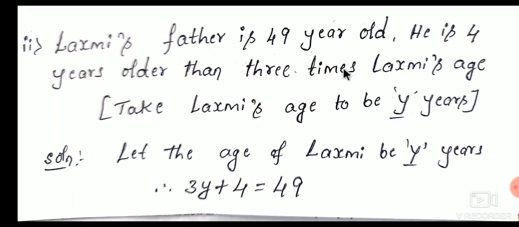Here is the clue. The age of Lakshmi is y, so 3 times Lakshmi's age means 3 into y, plus 4 years older than means plus 4, that is equal to 49. That's very simple. And like that, the remaining 2 problems you should solve. I will show you.